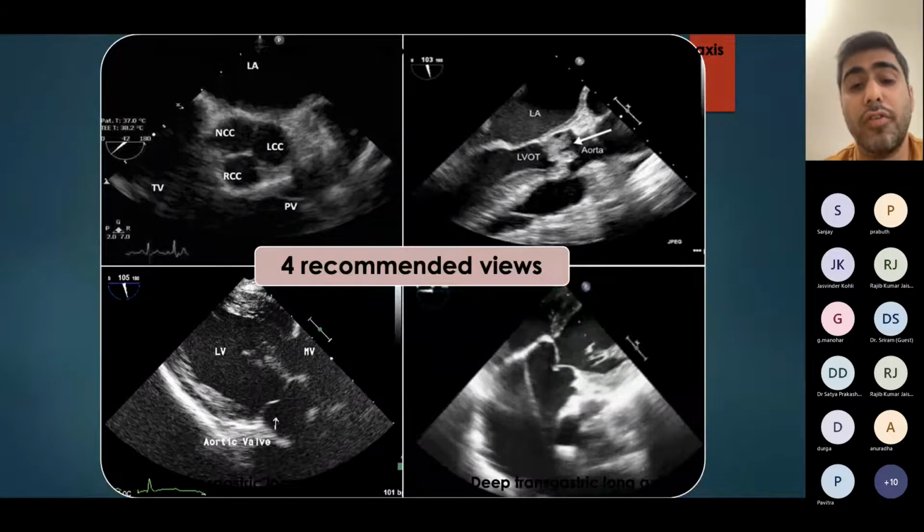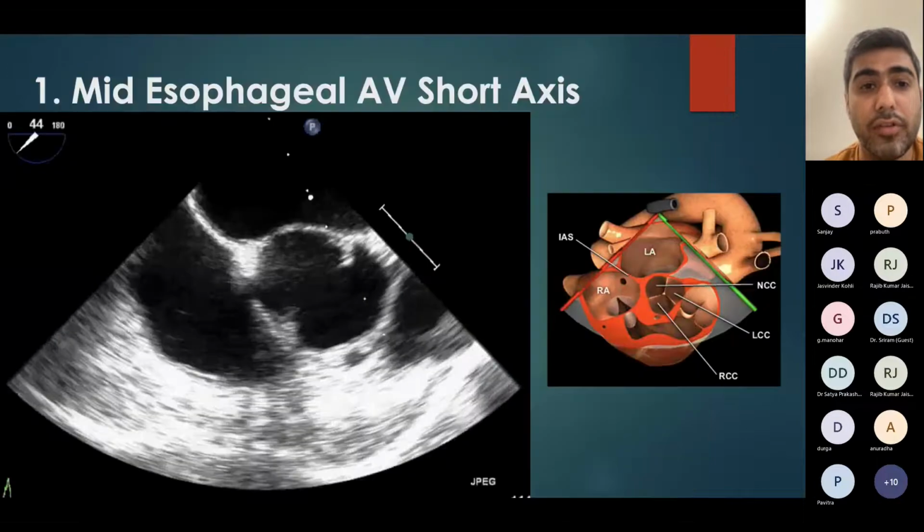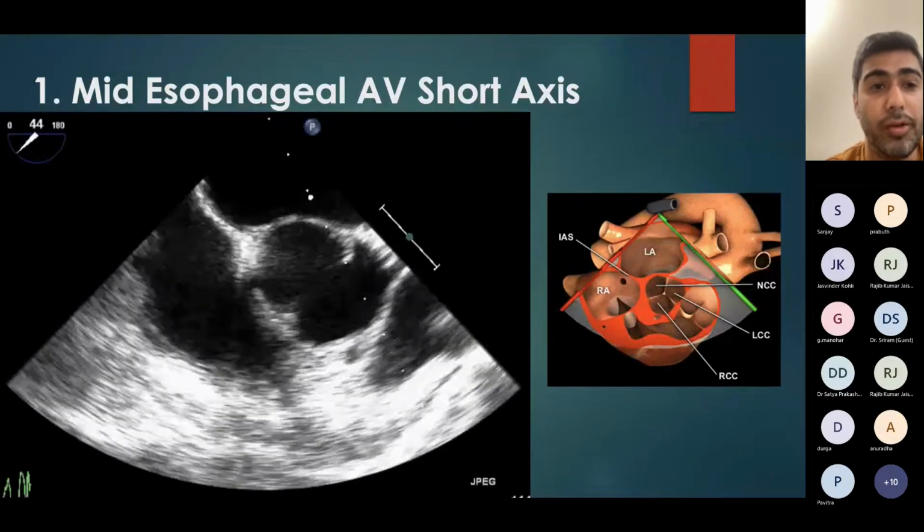The American Society of Echocardiography has recommended four views, which are the midesophageal aortic valve short axis view, the midesophageal aortic valve long axis view, the transgastric long axis view, and the deep transgastric view, as the bare minimum for assessing the aortic valve. And we'll be discussing all these views individually.